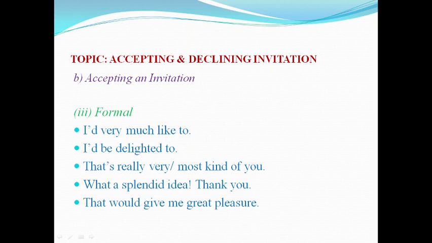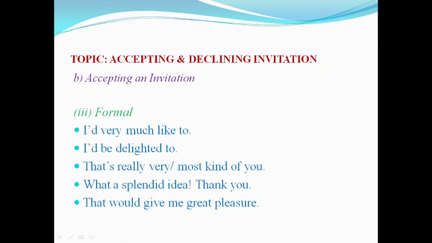Now the third way of accepting an invitation is the formal way. We can accept invitations formally, depending on the occasion and on the person who is inviting you. The first expression of formal acceptance of invitation is, I would very much like to join you, or I would very much like to join your party. I would very much like to come to your place to celebrate your party or anniversary.